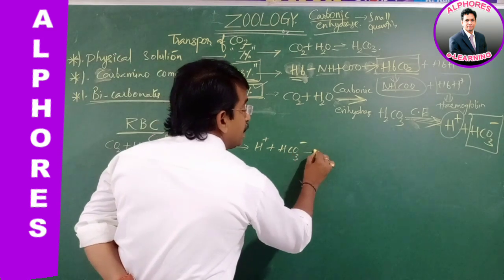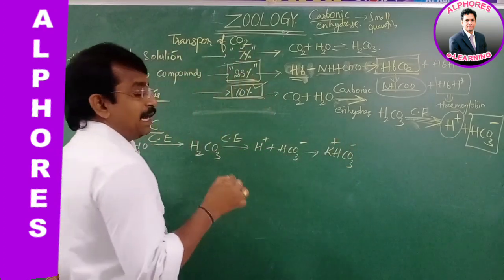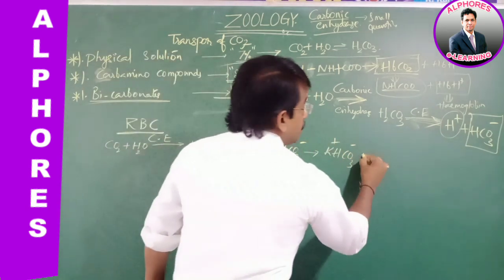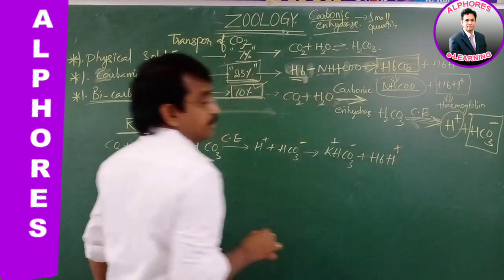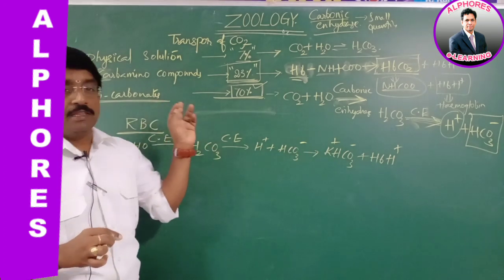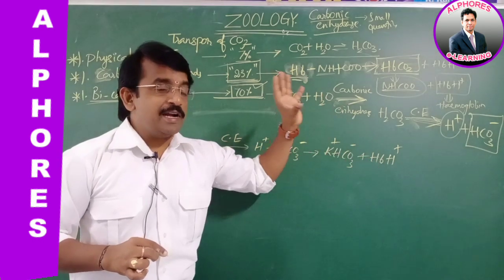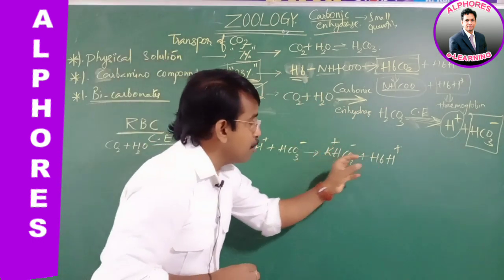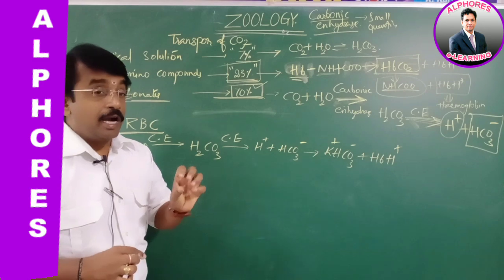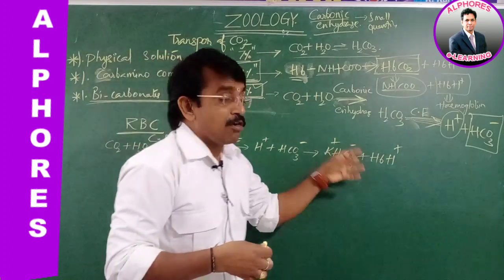That's the reason why it further forms potassium bicarbonate, as electrical neutrality is needed. So potassium bicarbonate and hemoglobin acidic are formed. This is the formation of carbonic acid and its further breakdown. So right at this stage in RBC we find potassium bicarbonate and hemoglobin acidic. Now at this stage, as more and more carbonic anhydrase is there, more bicarbonate ions are formed.